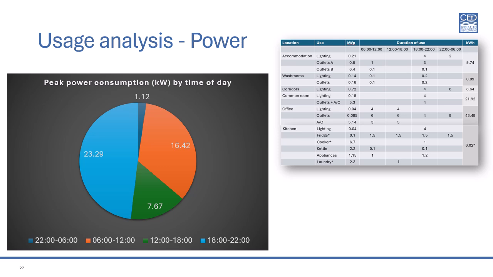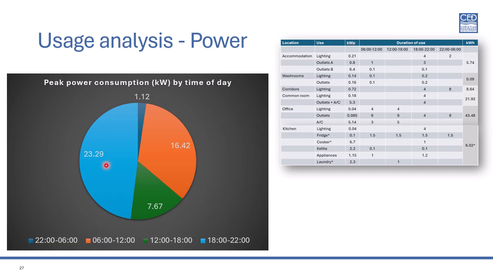So we're now in a position to analyse the power and energy usage and to optimise them both. From this chart we can see that the peak time for the power usage is between 6 PM and 10 PM, as can be deduced from our spreadsheet. So if you look at the column labelled kilowatt peak, we can see that between the hours of 6 and 10 PM the lighting in the accommodation is consuming 0.21 kilowatts, and during the same hours we are using outlets A and B, together with power in the washrooms, corridors, common room, office and kitchen. So adding all these numbers together, we end up with a number over here in light blue of 23.29 kilowatts.